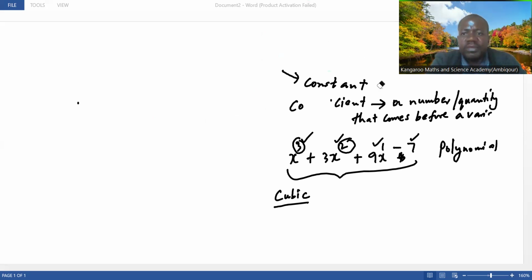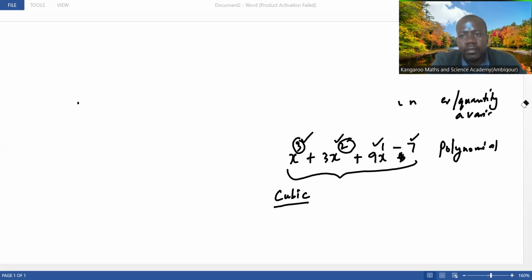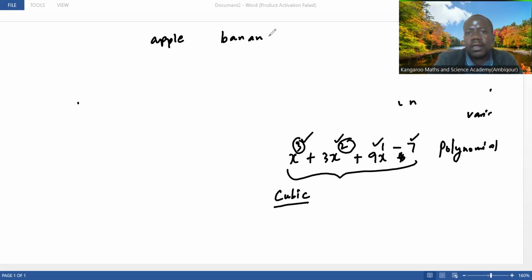For example, let me just give a simple practical example. Imagine we have the following. You have an apple and a banana, and you want to combine these two. What will be apple plus banana if you were to add them together? Obviously, you cannot say apple banana because these two things are unlike. So it will just be apple plus banana.